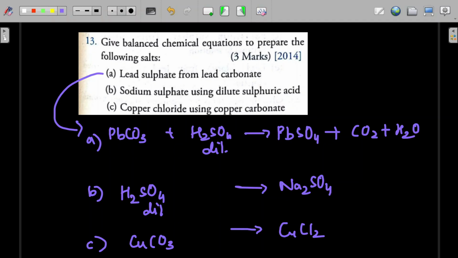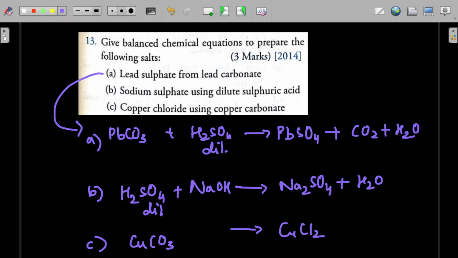Tanisha, can you tell me how you will get Na2SO4 from H2SO4 dilute? Which compound of sodium you will use? This is a simple neutralization reaction. You have to use a base which contains sodium. Okay, NaOH. That's it. NaOH. So you will get salt and water.